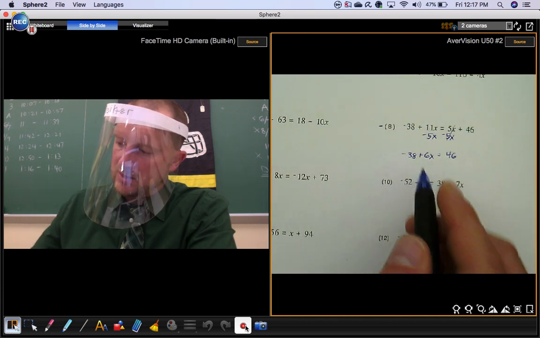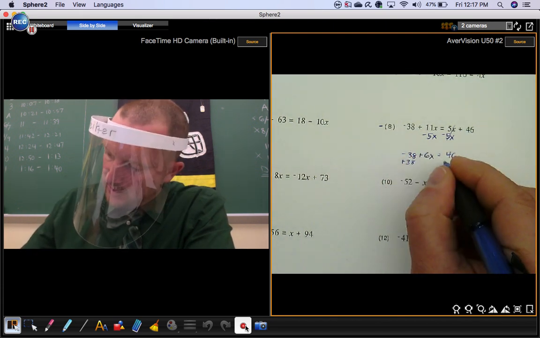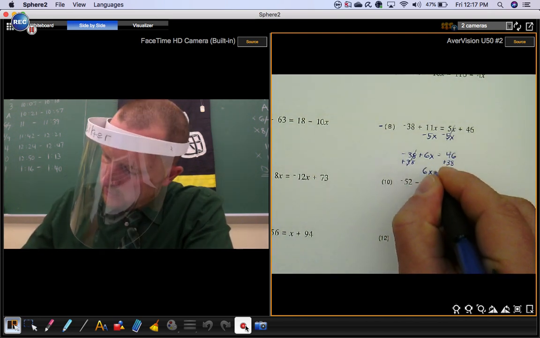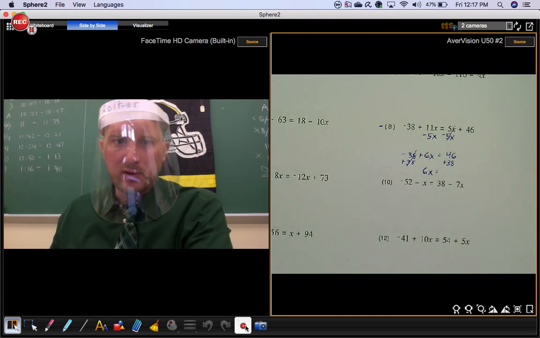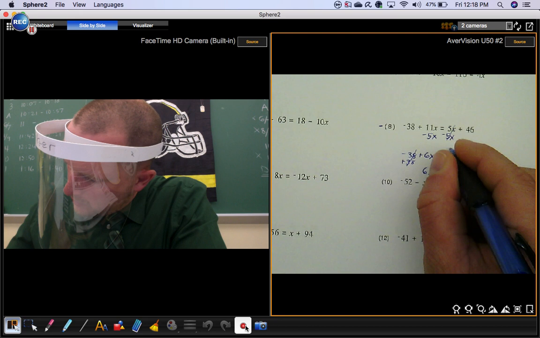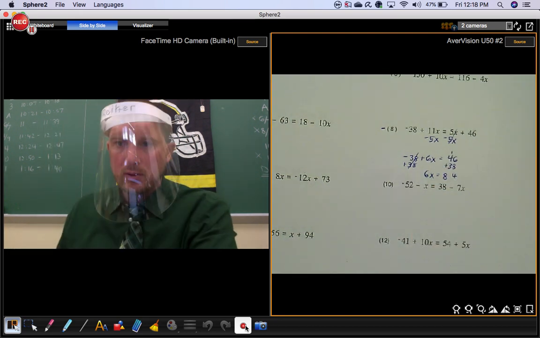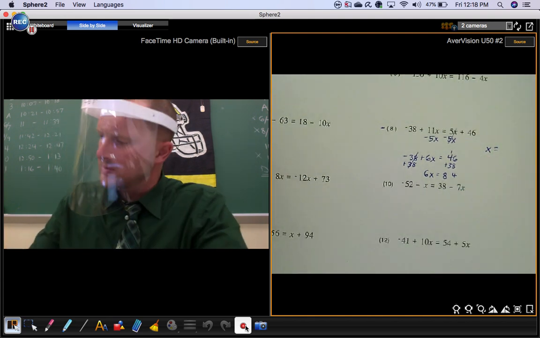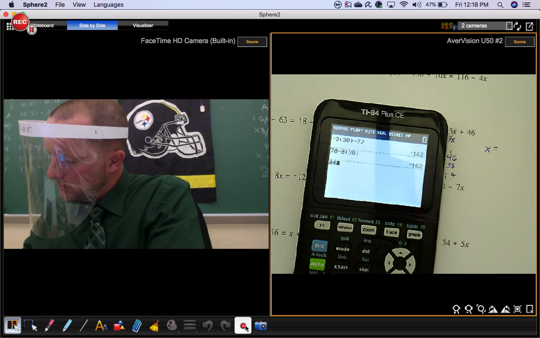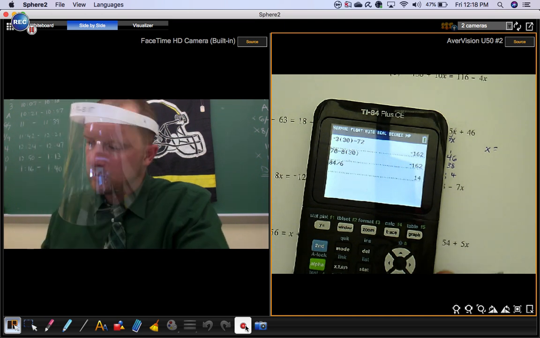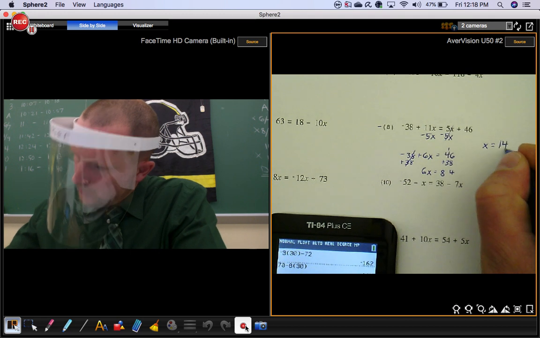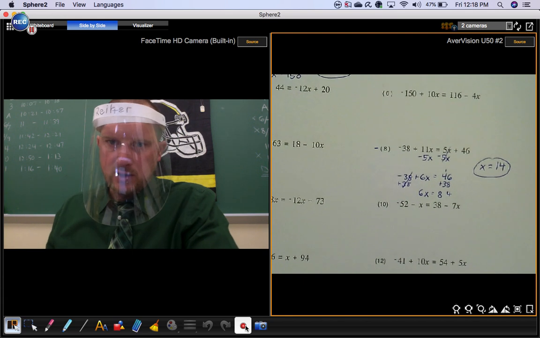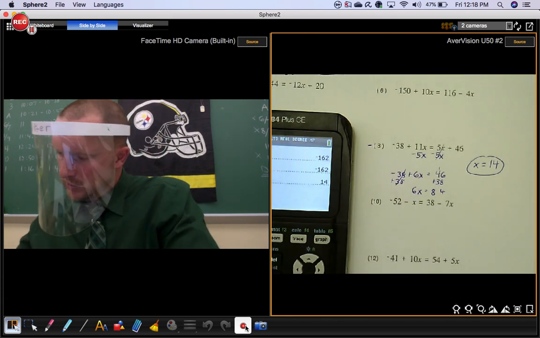We're going to get 6x by itself, so we're going to add 38 to both sides. 46 plus 38 gives you 84. How many times does 6 go into 84? Looks like 14. Sounds like a good answer. Double check it.